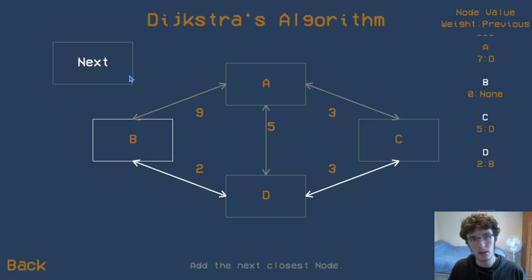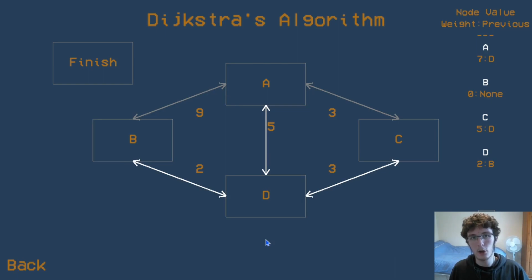And so if we select next, we're actually going to draw the edge from D to A, because this is the shorter path. We've got 2 and then 5 to make 7, instead of 2, 3, 3, which would make 8.